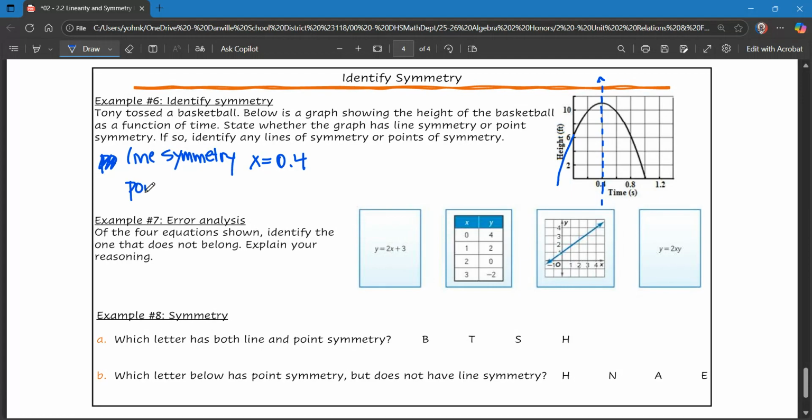Point symmetry. Is there a dot somewhere on the curve that you could then potentially rotate it 180 degrees and have it be the same thing? And the answer is no.